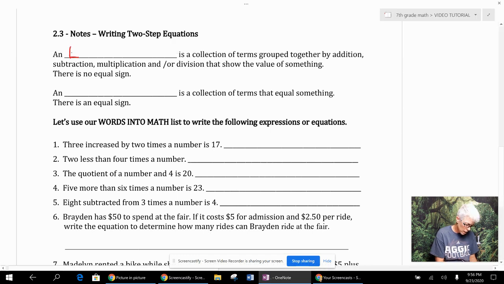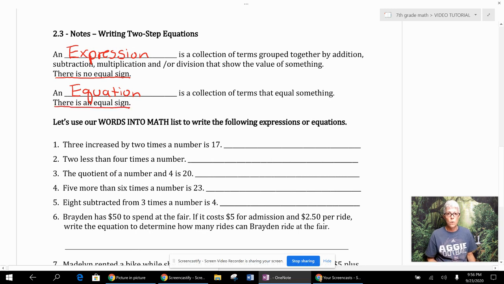An expression is a collection of terms grouped together by addition, subtraction, multiplication, division, and show the value of something. There is no equal sign. So you want to remember that there's no equal sign, and you'll see examples of that in just a minute. An equation, you've heard of that before, is a collection of terms that equal something. There is an equal sign, which is why it's called an equation.